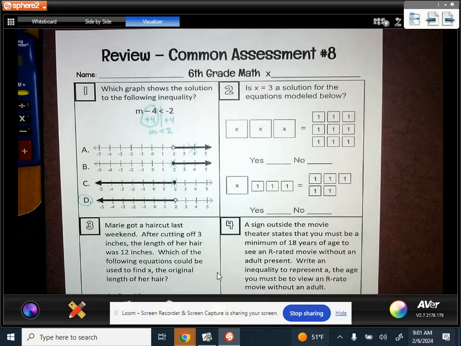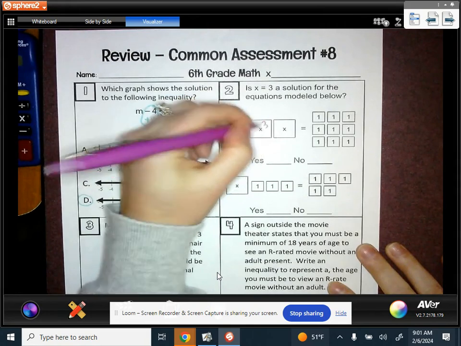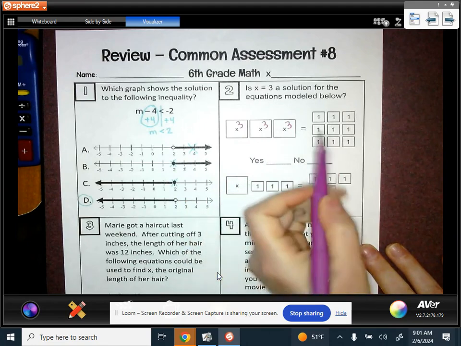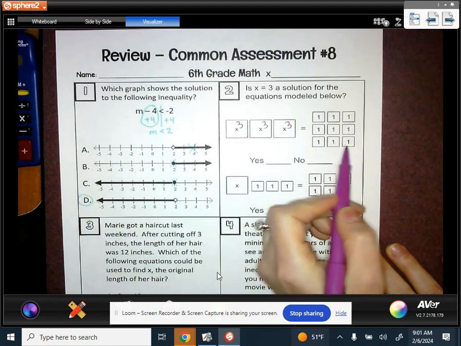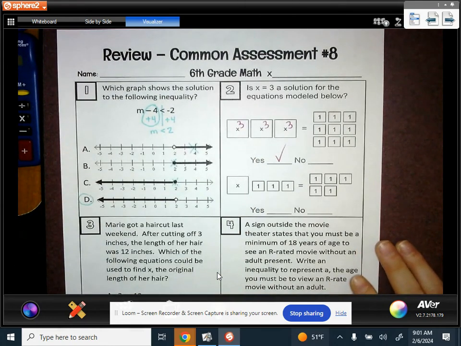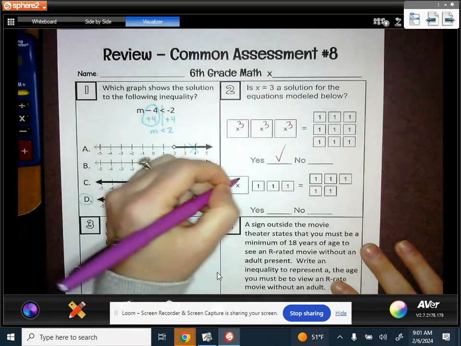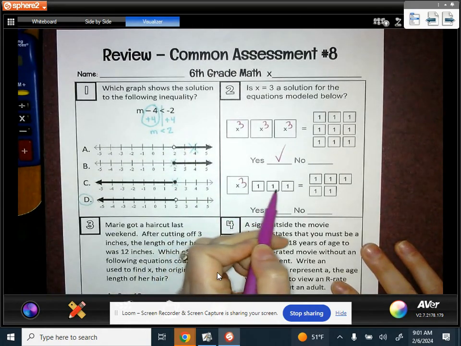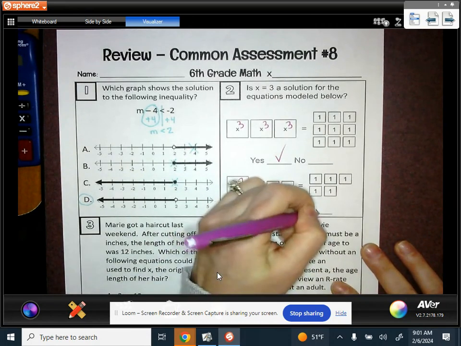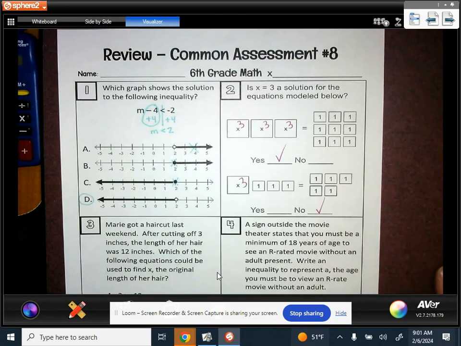Question number 2 says, is x equals 3 a solution for the equations modeled below? So everywhere where we see an x, we want to make it a 3. So for the first one, that would be 3, 6, 9. And over here, we have 1, 2, 3, 4, 5, 6, 7, 8, 9. 9 does equal 9, so I would say yes for that one. And then on the bottom one, if this is 3, that would be 3, 4, 5, 6. But over here, we have 1, 2, 3, 4, 5. 6 and 5, not the same thing, so that would not be a solution.